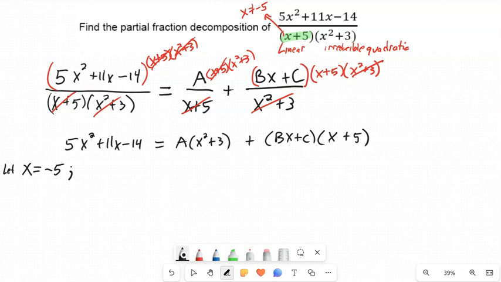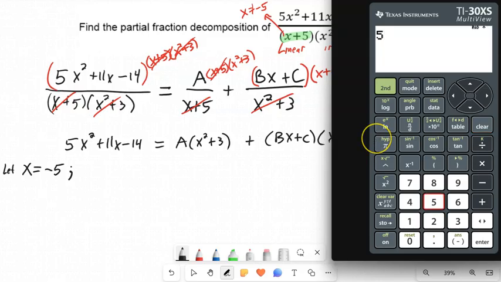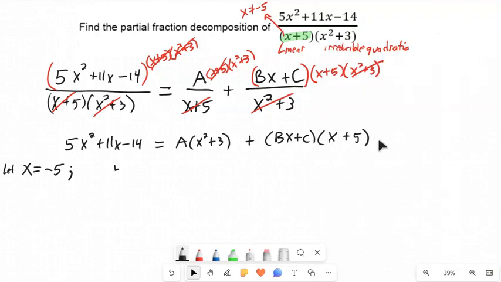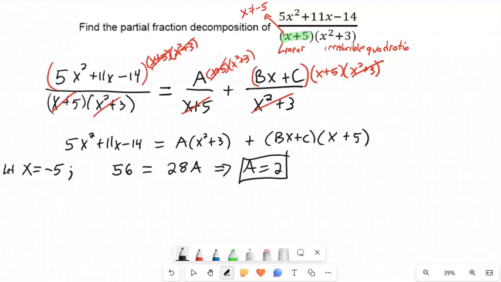And I get 5 times negative 5. So we'd have 5 parentheses negative 5 squared plus 11 times negative 5 minus 14. This is the left side, 56. Negative 5 squared is 25. 25 plus 3 is 28a. And again, that term is 0. So out of this, we can solve for a, and we get a equals 2. Brilliant. Easy to do.